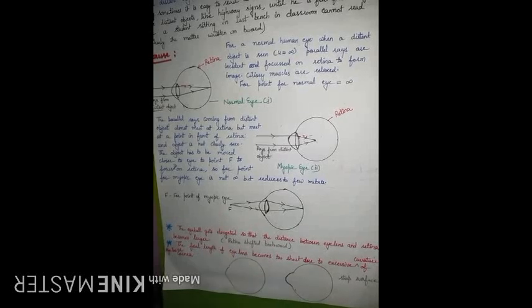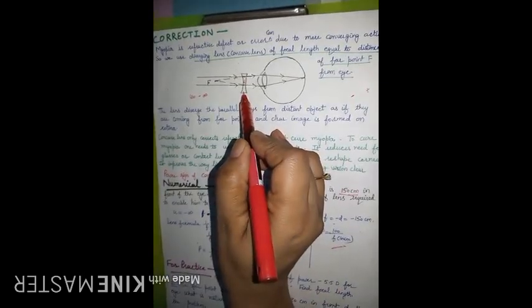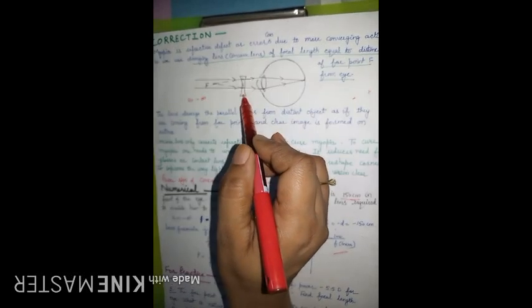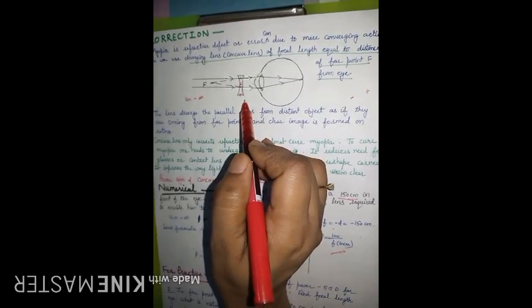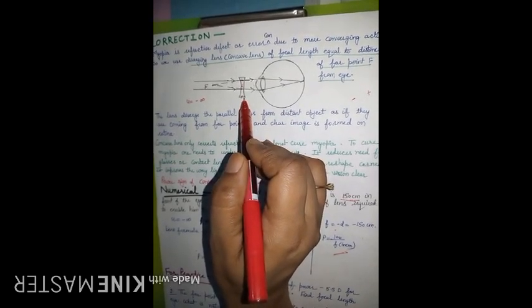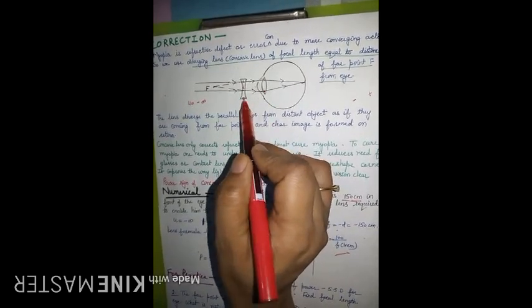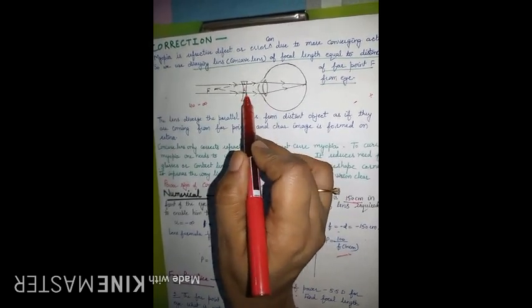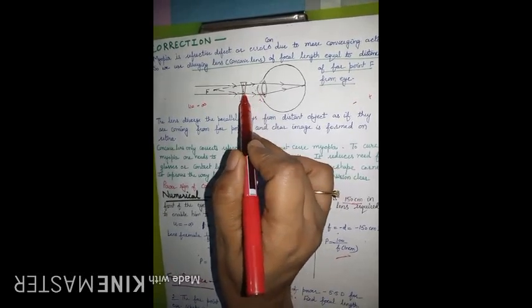Now what is the correction of this defect? We can correct it by using a concave lens of suitable focal length. What should be the focal length of this lens? The focal length of this lens will be equal to the distance of the far point from the human eye. When you are using your specs, the gap between your eye and specs is very less. In this diagram it is shown more, but actually this gap is negligible.